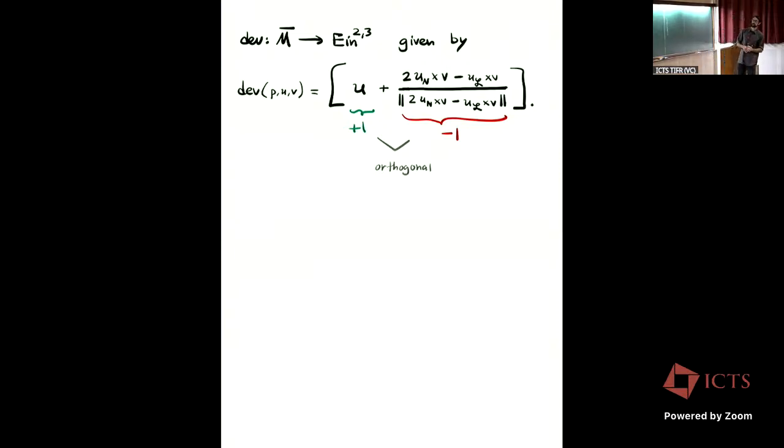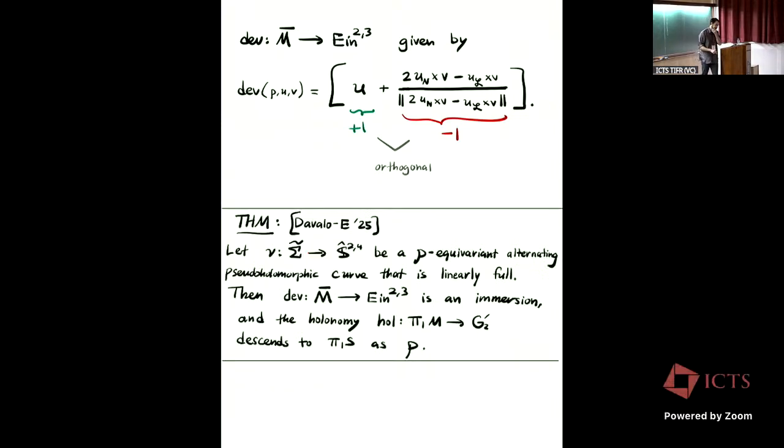So we've parsed the fact that dev is a smooth map that goes to the Einstein 2,3 universe. And now it's time to recall what the main theorem says. Here it is. We start off with nu. That's some rho-equivariant alternating pseudoholomorphic curve, which I said would be generic. By that I meant it's linearly full, which I'll describe in a moment. Then out of the curve nu, we build the manifold M bar as described. We build this map dev, and I'm telling you that dev is actually a developing map. It's an immersion, and the holonomy of that geometric structure you've built descends to the surface as the original representation rho.